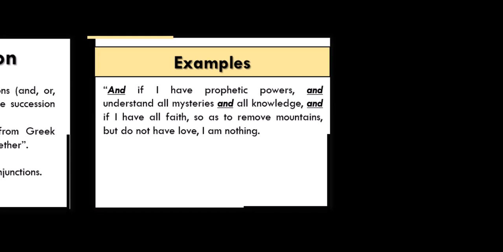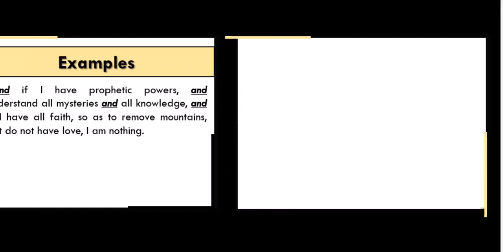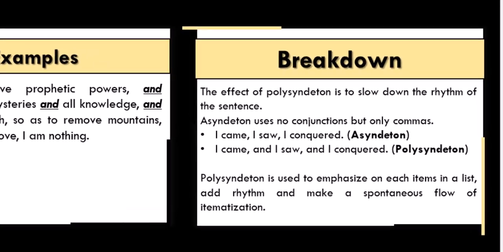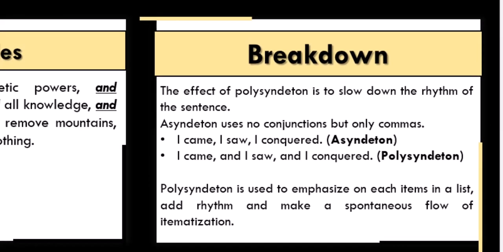So with this, the effect of polysyndeton is actually to slow down the rhythm of the sentence. Remember, asyndeton is actually to intensify, to hurry the rhythm of the sentence. But polysyndeton is actually to slow down the rhythm of the sentence. Okay, asyndeton uses no conjunctions, but only commas.